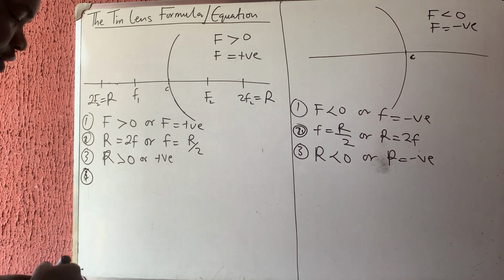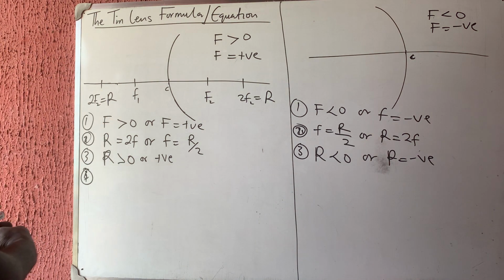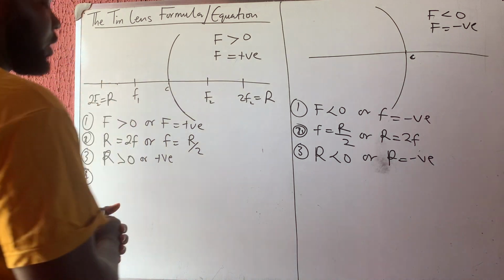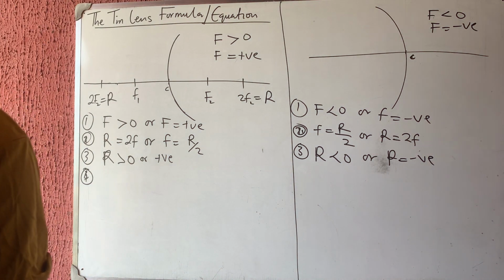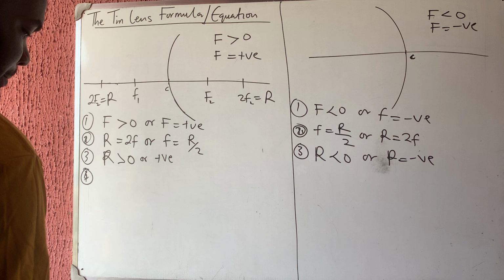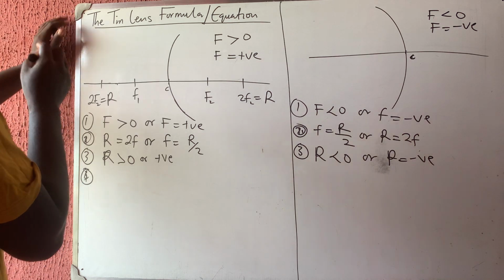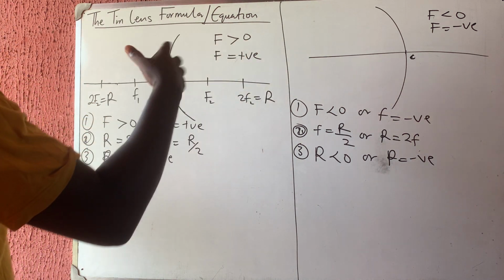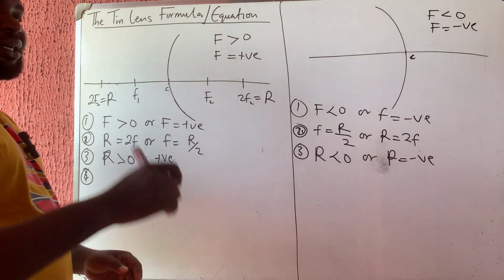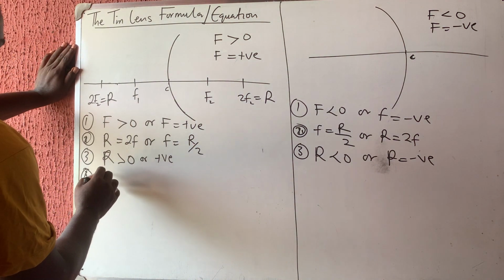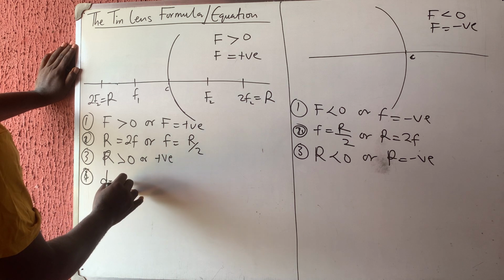Okay, now number 4. The fourth thing you need to know is about the image formed. Now you should know that if the image is formed at the right hand side, then the image distance, let me call it di, must be greater than 0. Okay, let's say that the image distance is a positive number.